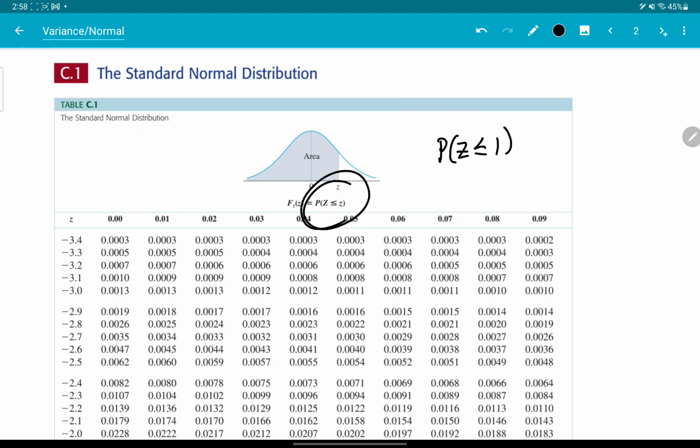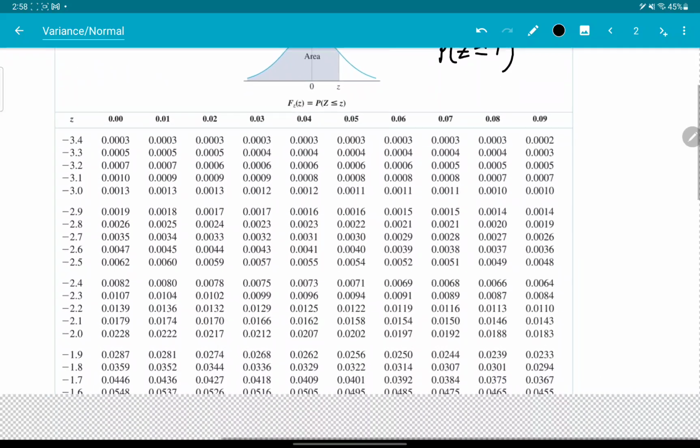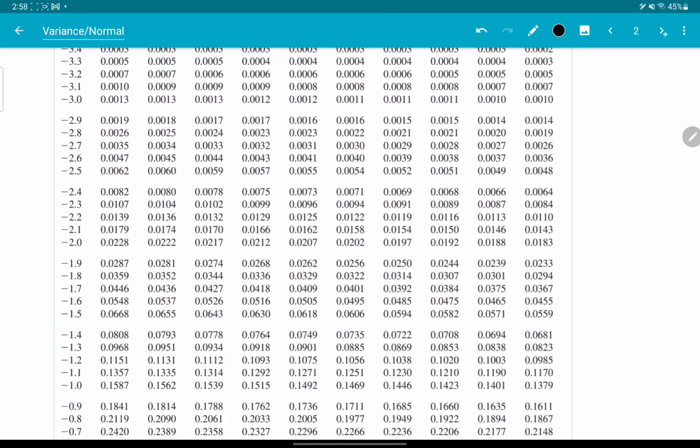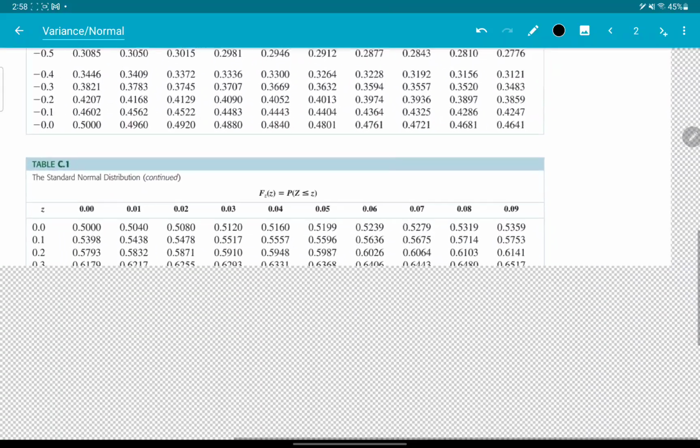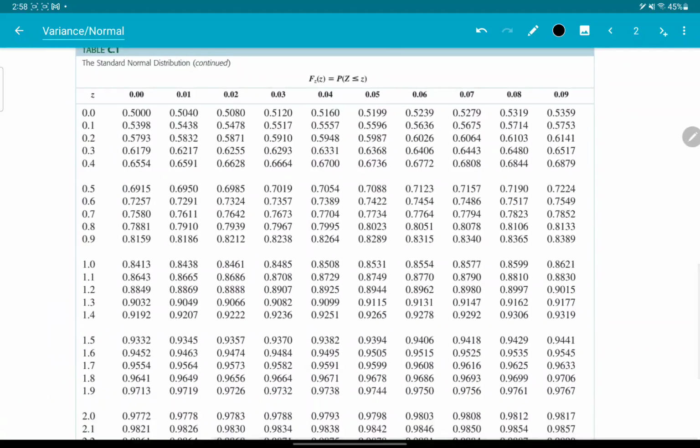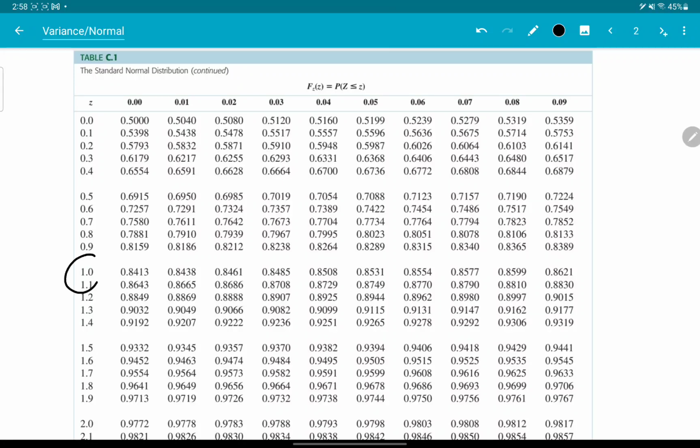So this table gives us these probabilities for most of what we will ever need here. So to find this particular probability, what I need is to find the number 1 in this column here. So I'm going to scroll down. These are all negative values, and they're working their way up. So I'm going to scroll down, down, down. Oh, here I get into positive values. So I have my 1 right here.